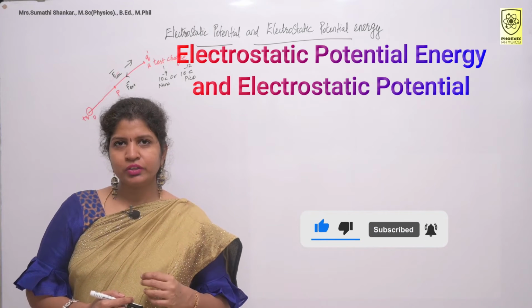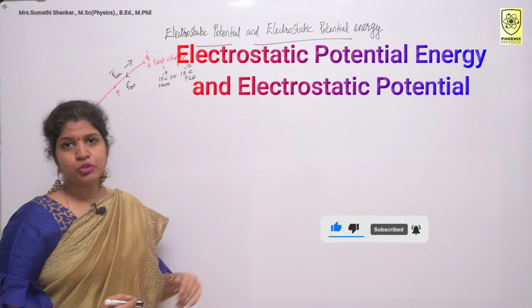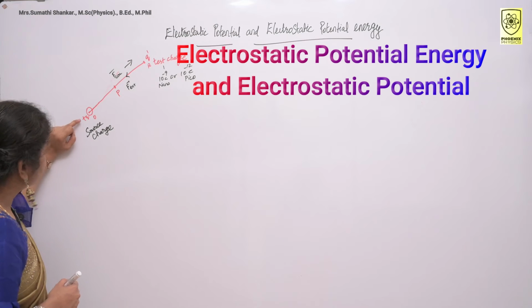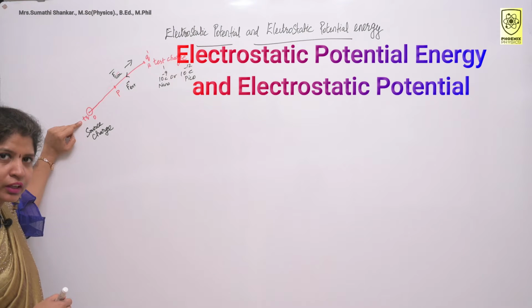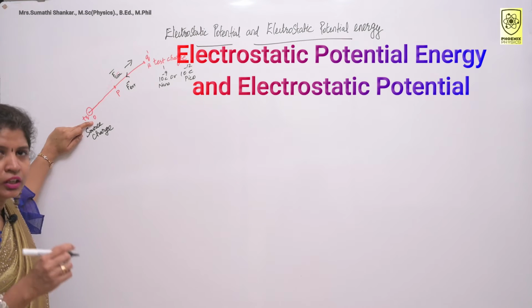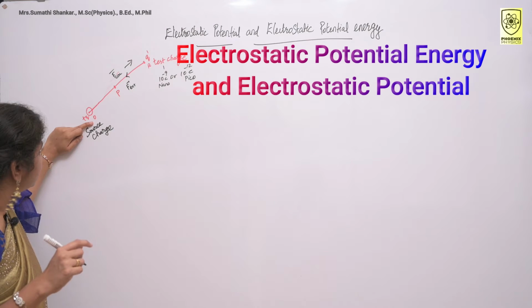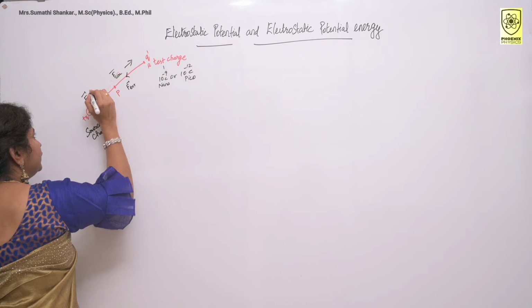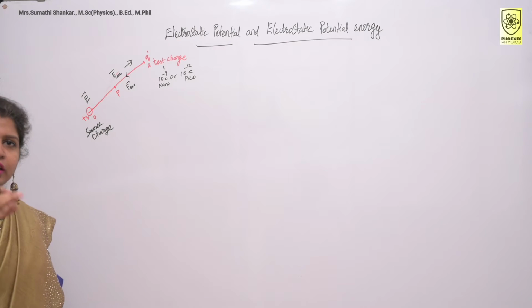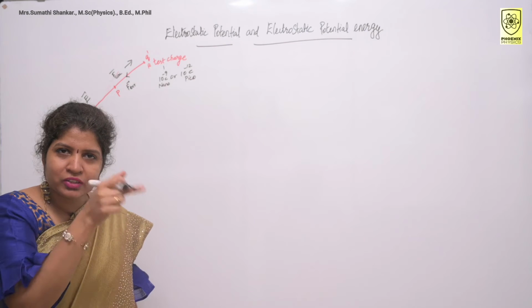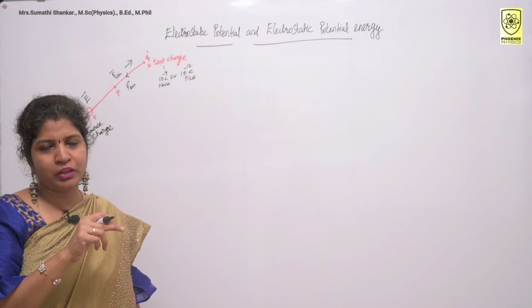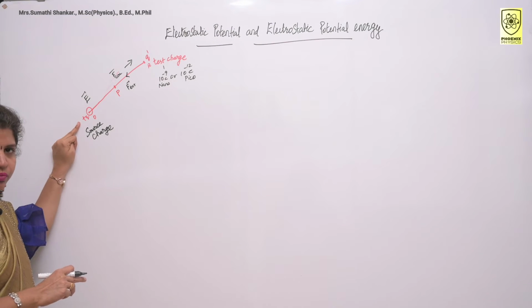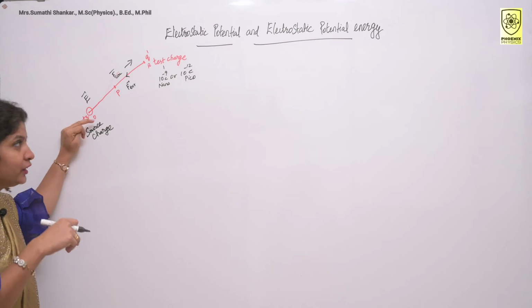Today we are going to discuss electrostatic potential and electrostatic potential energy. Consider a positive charge plus Q kept at the origin. Here O is my origin, which produces an electric field in the surrounding. You know that every charge in the universe creates an electric field in the surrounding space. In the same way, here I have source charge plus Q. It creates an electric field E.